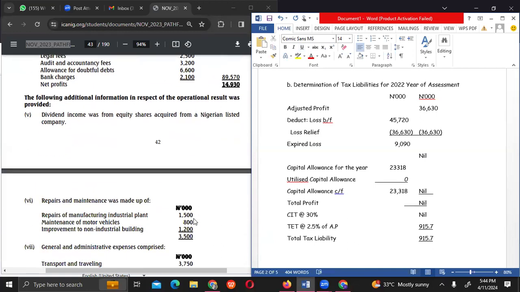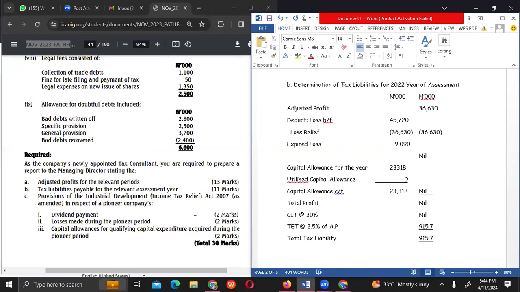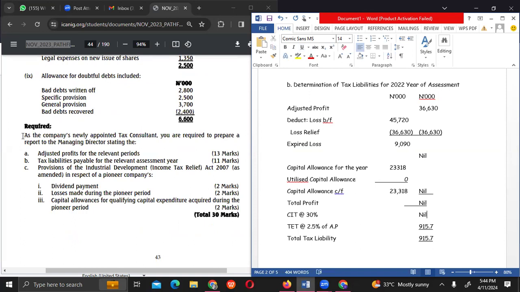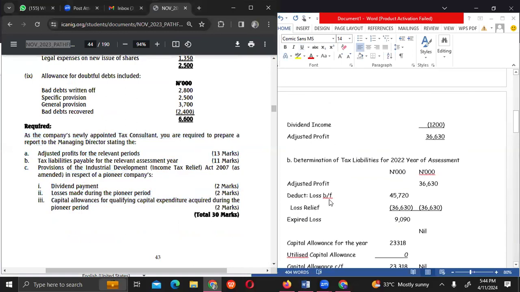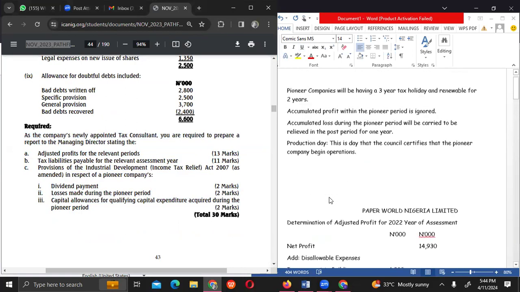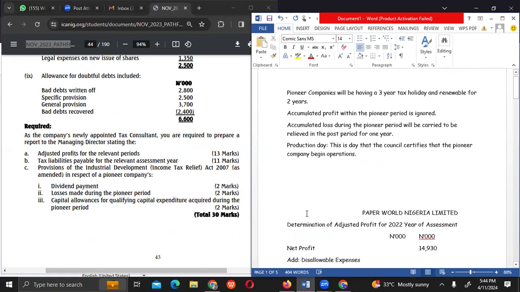But don't forget that in the exam, you are required to write a report. So you are expected to draft a report, and then the report will contain the above information. So all of these are appendix to your report.